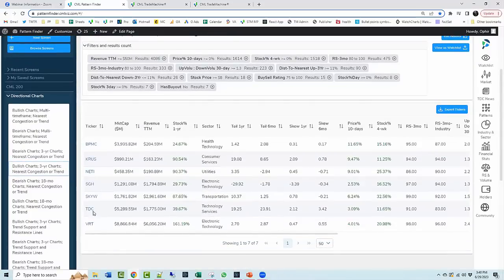I'm going to choose ticker TDC. And why is that? Because its 1 year kurtosis is very large. Its 6-month kurtosis is very large. Its 1 year skew, that's its asymmetry, is large, and its 6 months asymmetry is large. Notice automatically these 4 numbers are in every single screen pre-built in Pattern Finder. You don't have to do it. We did it for you. Let's click on the chart.